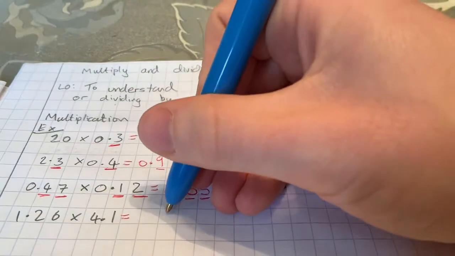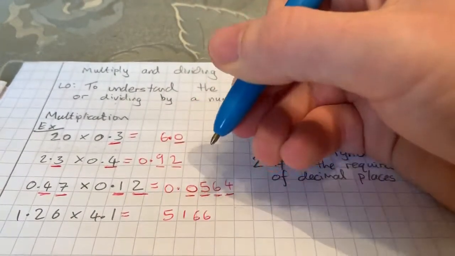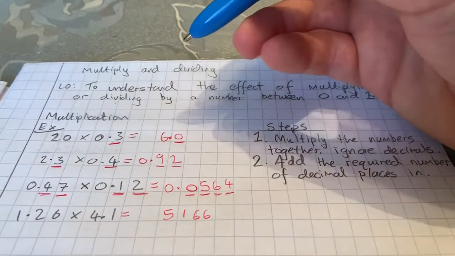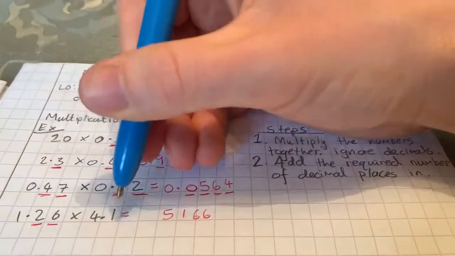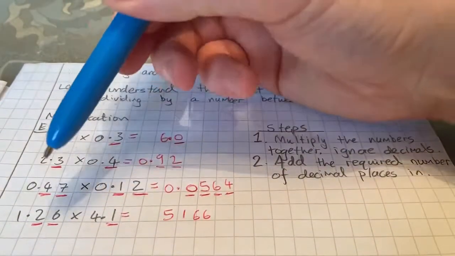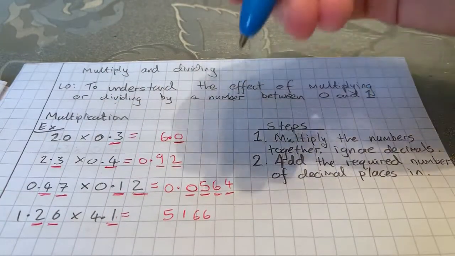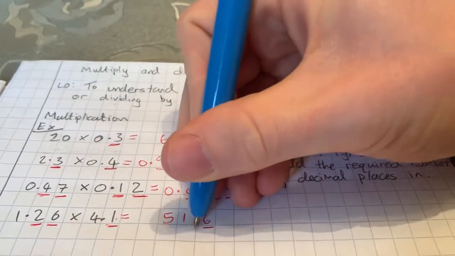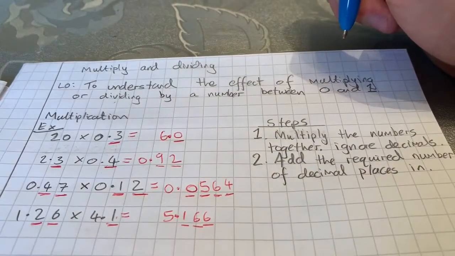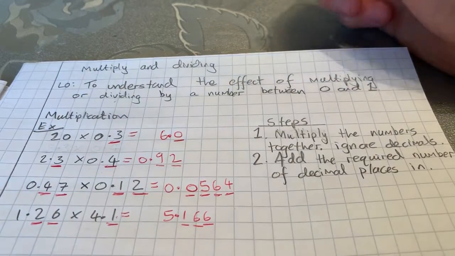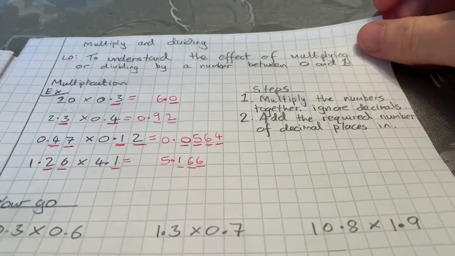Now this example here, we're going to take it as 126 multiplied by 41. Once again, I've done this one earlier, so it's 5166. We multiply those numbers, and here we've got 1 decimal, 2 decimals there, 1 decimal there. So in total I've got 3 decimal places. So I'm adding in the required decimals, 1, 2, 3, so the answer is actually 5.166.